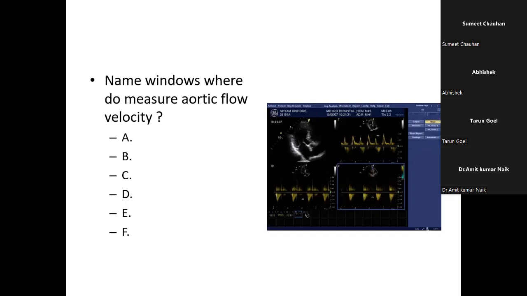We can measure it in apical 3-chamber view. Okay. Then... Quick, we don't have much time. We have to finish in 2 hours. Sir, apical 3-chamber view, suprasternal view.